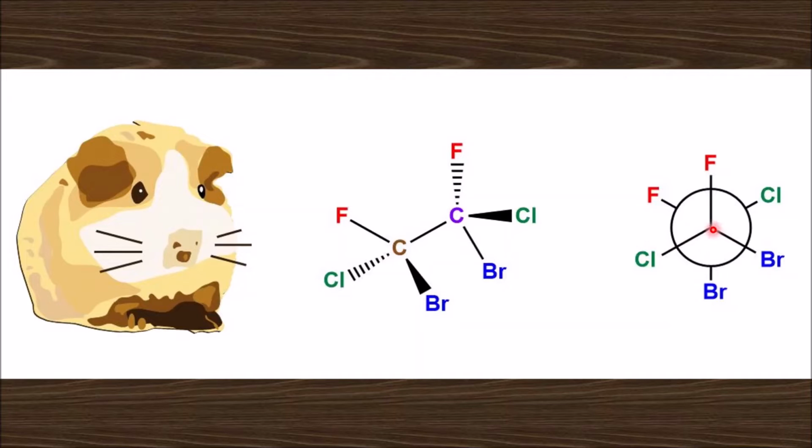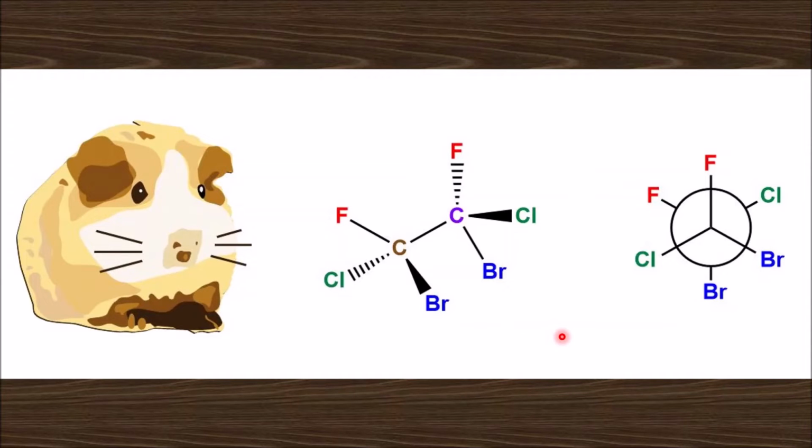So this is the front carbon, and bromine will come on the right, chlorine at the left, fluorine atom at the top. And if we look at the back atom, that is this purple atom, you can clearly see that bromine is at the bottom. So bromine will come here, chlorine at the right and fluorine at the left. So this is how you convert a wedge-dash projection formula to a Newman projection formula.